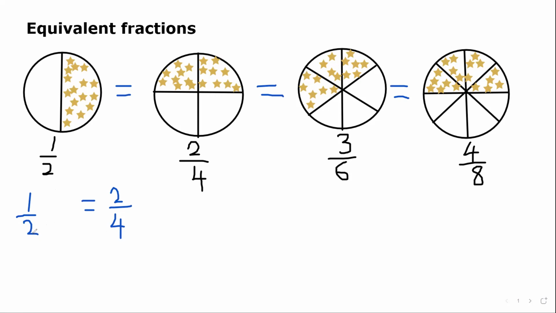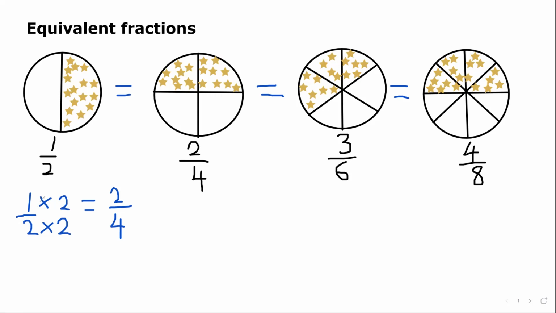So we realize that when you multiply 2 by the 2 here, it will be equal to the 4. Then the same number that you use to multiply the numerator must be used to multiply the denominator, okay? Or the number that you use to multiply the denominator must also be used to multiply the numerator.